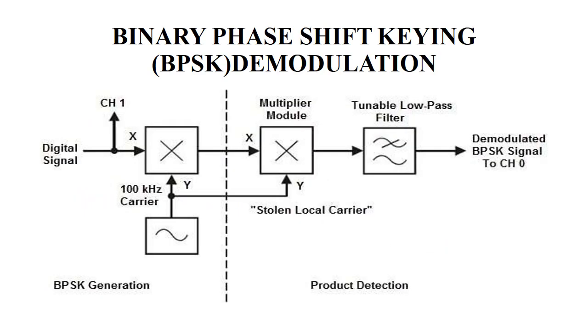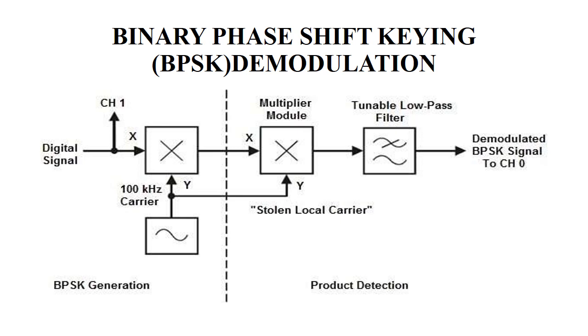Next, this is the BPSK generation and the product detection. So that is a BPSK demodulation processor. In this BPSK demodulation processor, we pass the digital signal to channel 1, and it will be multiplied together with the modulating signal and the carrier signal, and given to the multiplier module. The multiplier module will be used as a local carrier signal output, and it passes the output signal to the tunable low pass filter.